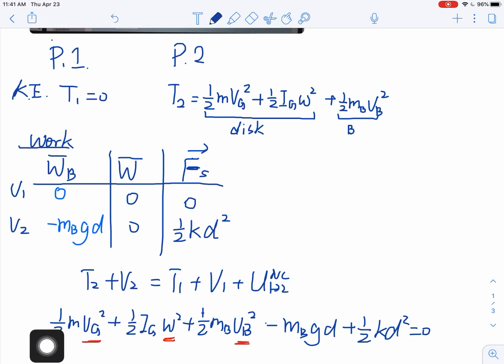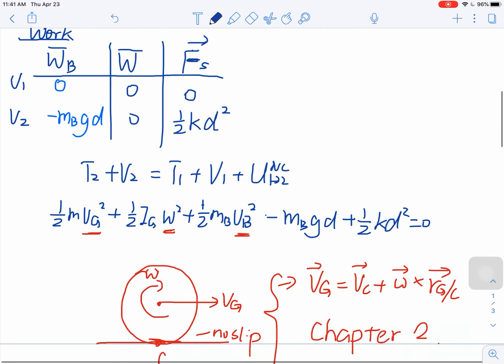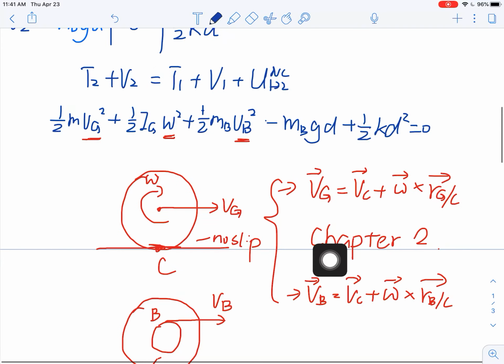And once you plug everything in, you will see you have v_G, omega, v_B. They're like three unknowns, but you only have one equation. And how do we build two more equations? You will need to use equations from chapter 2.